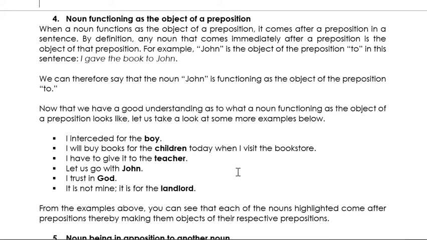Again, take a very good look at the examples. I interceded for the boy. I interceded is the sentence. For the boy, for is the preposition. Boy is the object of the preposition for. We buy books for the children today when we visit the bookstore. We is the subject. Buy is a verb. What will the person buy? Books. For the children, for is the preposition. Children is the object of the preposition. Please do not confuse these two. Always remember, the object of a preposition will always come after a preposition, but indirect objects will always come before the direct object.